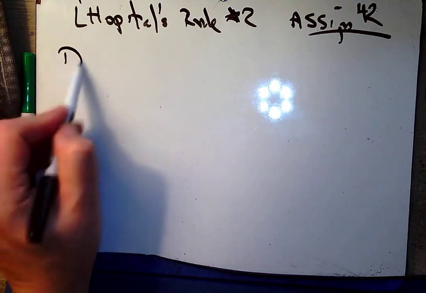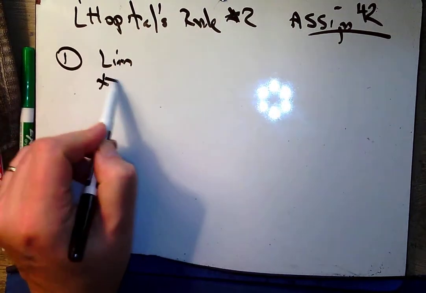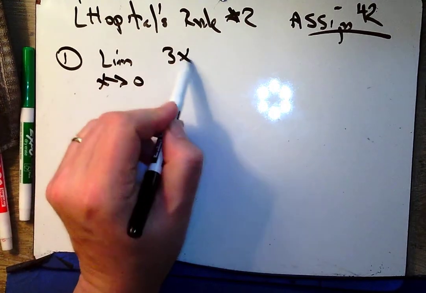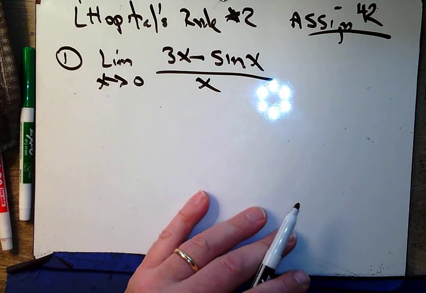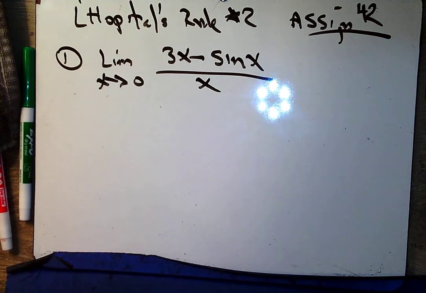Can we do this problem? Evaluate this limit as x heads to 0, 3x minus sine x all over x. Pause the video, give that a try. Any method you like.